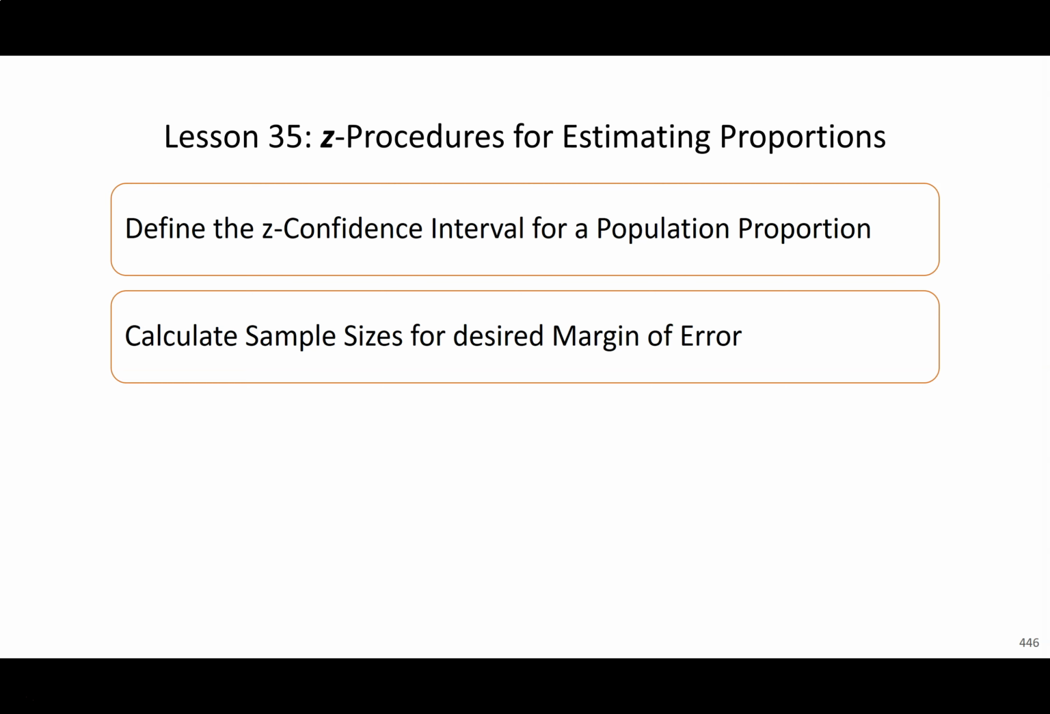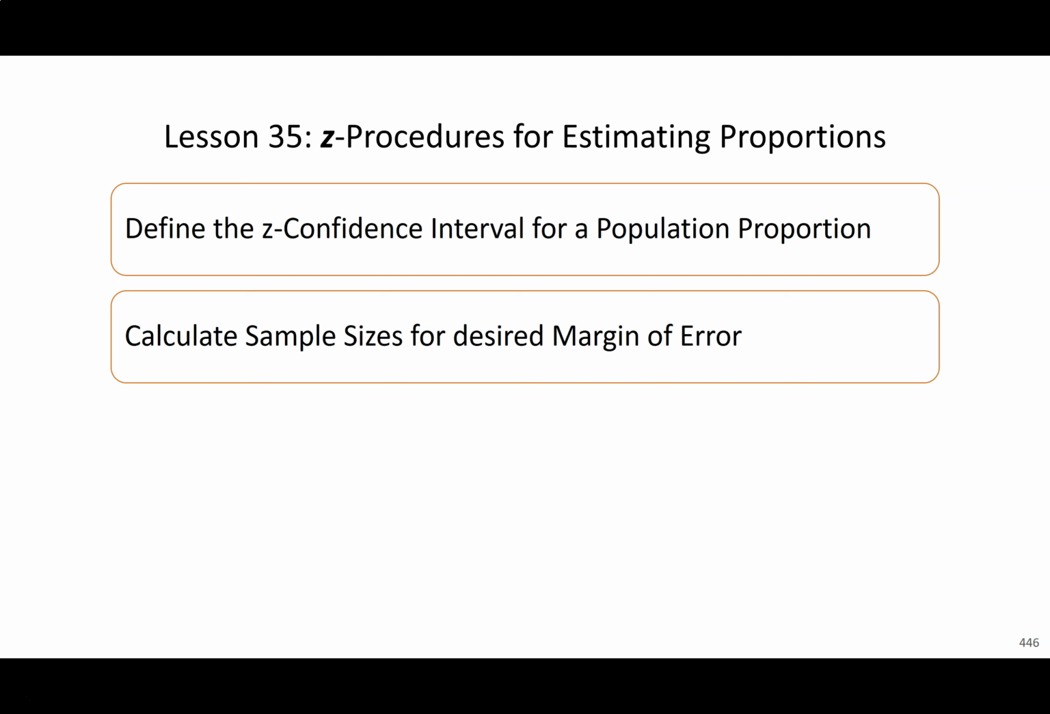Welcome to lesson 35. So we're going to talk Z procedures for estimating one proportion. We will gradually work up to 2, but we're going to start with 1. So this is the scenario where there's a population proportion we would like to estimate. So we're going to build a confidence interval to estimate that population proportion. And then we're going to go ahead and follow up with calculating a sample size for desired margin of error.